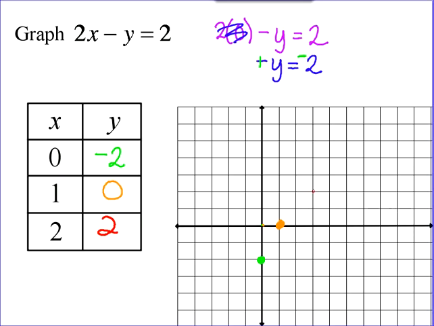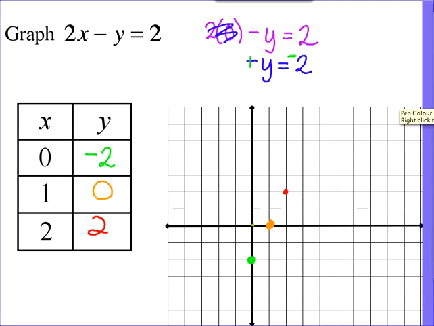2, 2. 2, 2. That's 3. 2, 2. 2, 2. There you go. Good job. All right, so there are the 3 dots: 0, -2; 1, 0; and 2, 2. And then the last and final step is just to go ahead and draw a line through those. And there you go.